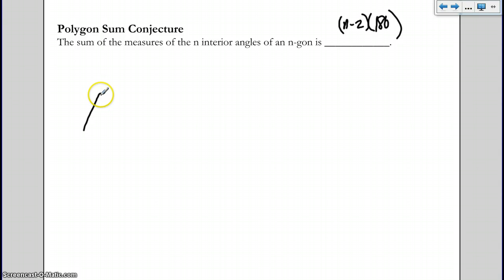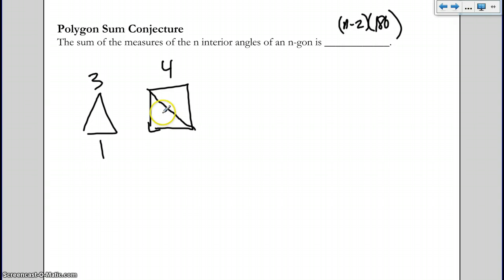Watch what happens. This is a triangle that has 3 sides, 1 triangle. This is a quadrilateral. It has 4 sides. How many triangles do you think are going to be in here? Watch what happens. I take this, I go diagonal, and now I have 2 triangles. Here I have a pentagon. That's 1, 2, 3, 4, 5. 5-sided figure. I'm going to connect my diagonals, and I get 1, 2, 3.